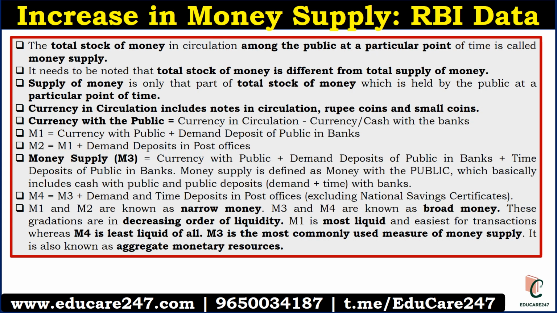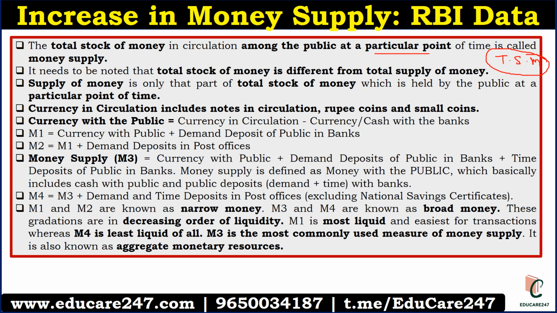Let us understand all the important concepts related to money supply. So what is money supply? The total stock of money in circulation among the public at a particular point of time is called money supply. So basically, we have a total stock of money, and out of this total stock of money, whatever money is with the public is called total money supply. So basically, total stock of money is different from total money supply. The money supply is only the part of the total stock of money which is held by the public at a particular point of time. So basically, money supply changes with time.